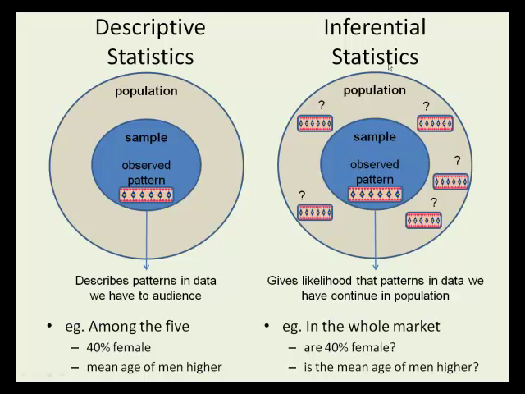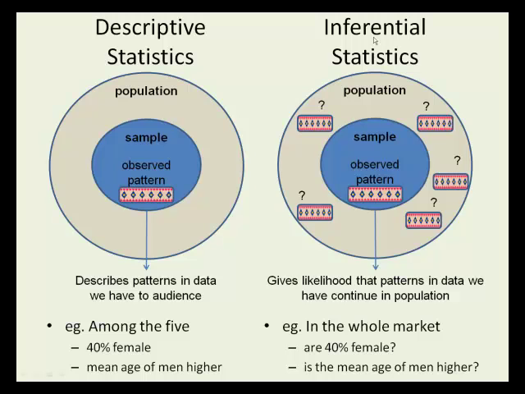When we turn to inferential statistics, what we're interested in there is, having already got a pattern of some sort in the sample, inferential statistics helps us work out the likelihood, or the chance, or the probability. What's the likelihood that the patterns we've already found in the data we've got also exist in the population? So, in other words, in the whole market, what's the chance that about 40% of all the people are female? And what's the chance that in the whole crowd in the market, the mean age of men will turn out to be higher? So with these patterns here that we found in the 5, what's the chance that they hold for the whole market? That's the problem of inferential statistics.